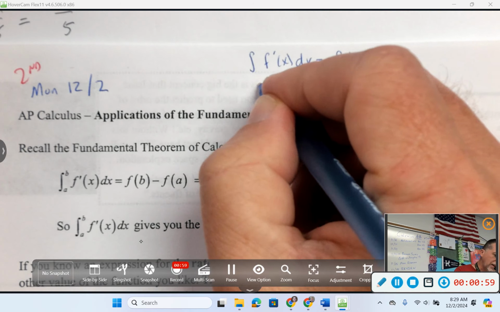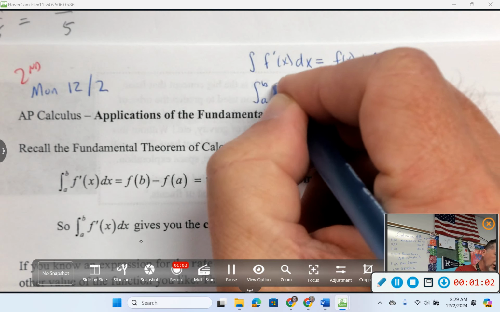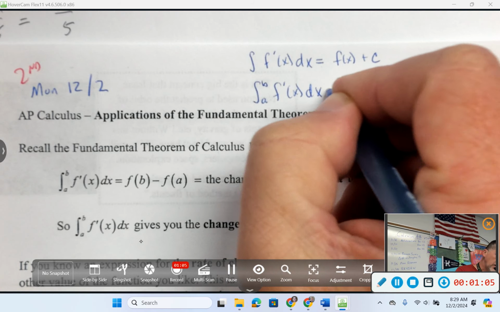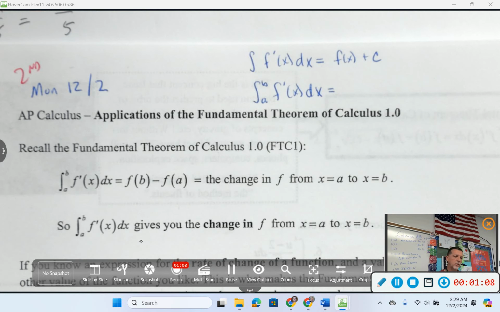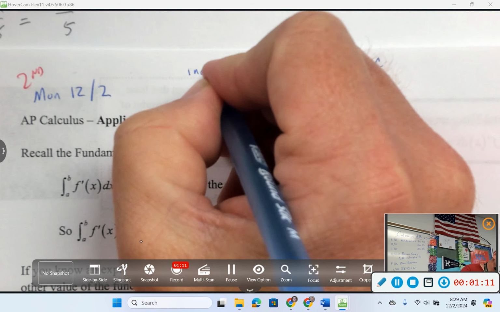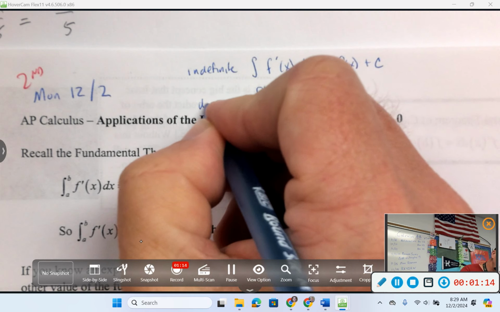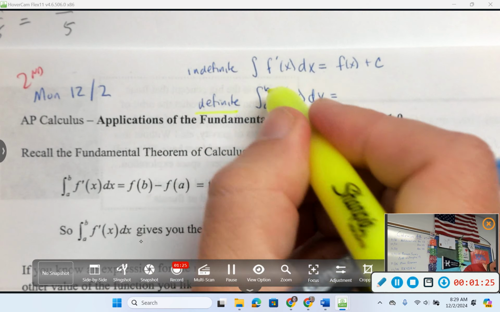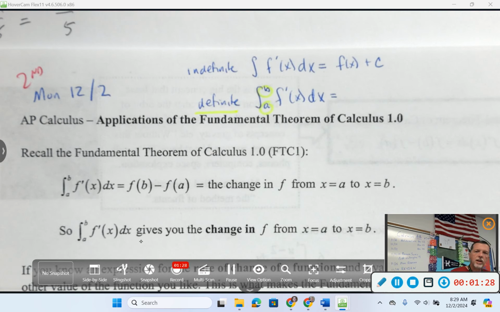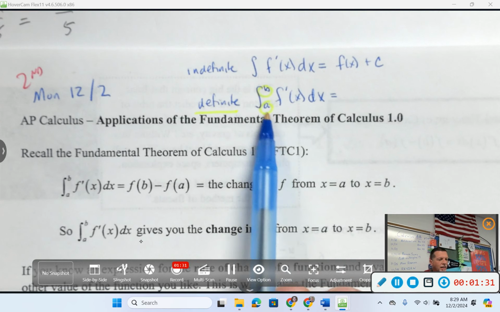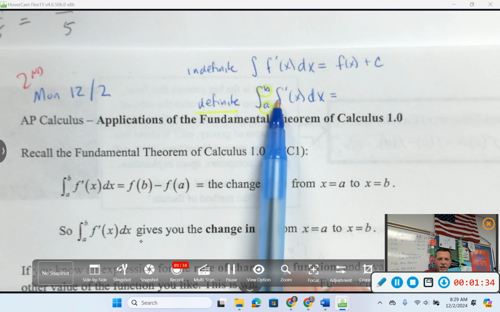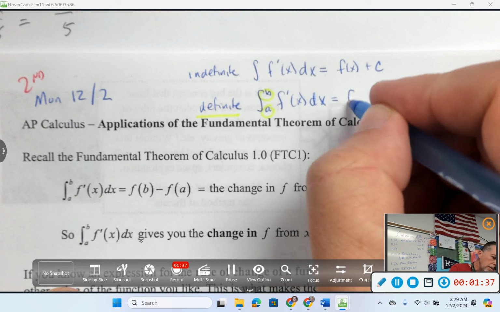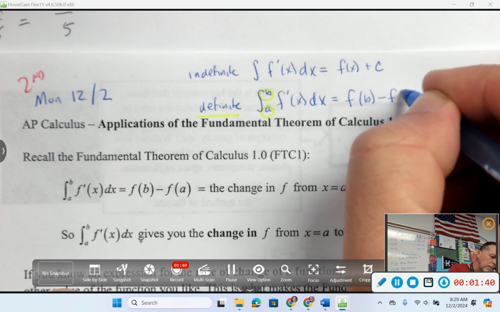Today we're going to tweak that a little bit, and we're going to put an a and a b on there. So instead of an indefinite integral, this is a definite integral, just because it has the limits there. Definite integral because of the a and the b. But it's that same thought process. The antiderivative of the derivative of f gets me back to f, but now I need to plug in the top minus plug in the bottom.